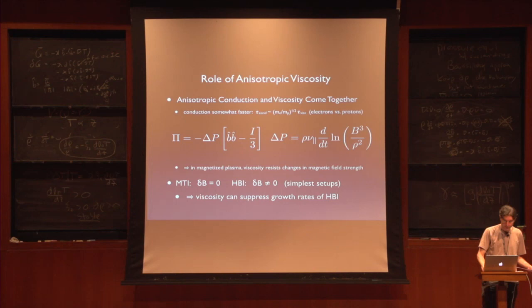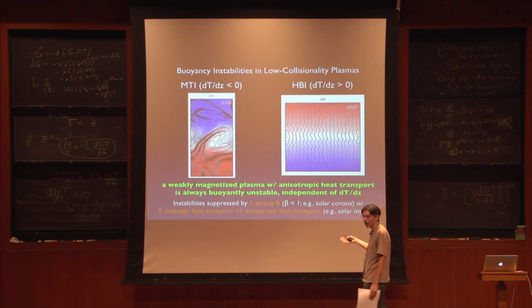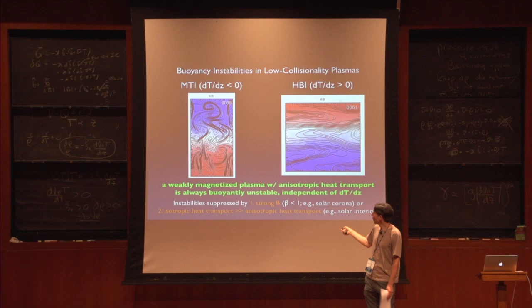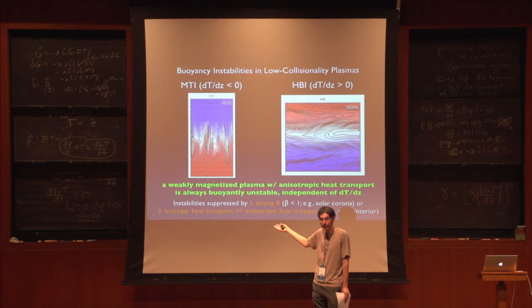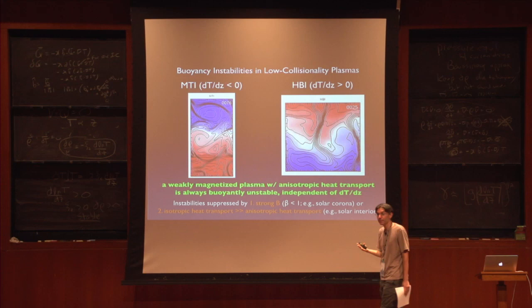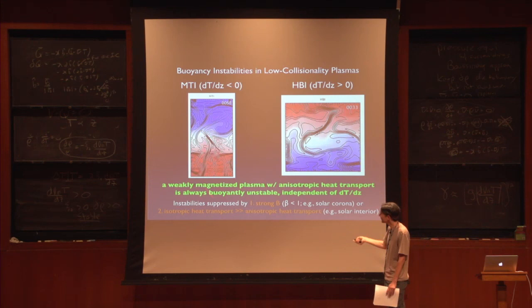So the kind of remarkable thing then is that independent of the sign of the temperature gradient, weakly magnetized, low collisionality plasmas are actually convectively unstable. The way you shut this off is you either make the magnetic field very strong, so the field can't bend. That's why this doesn't operate in the solar corona. Or you make the dominant diffusive flow of heat be something that's isotropic, that doesn't care about the direction of the magnetic field. And that's what happens in the interior of the sun. And that's why people didn't actually discover this in the context of studying the sun, because it doesn't operate in the sun.